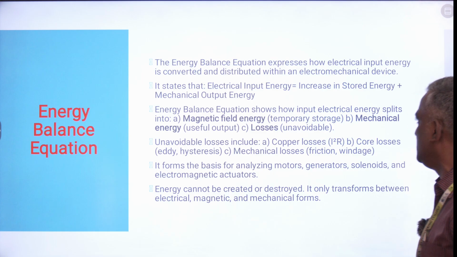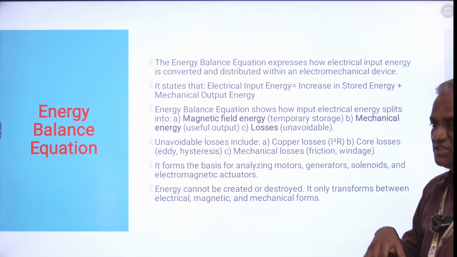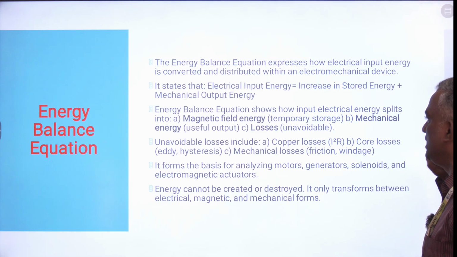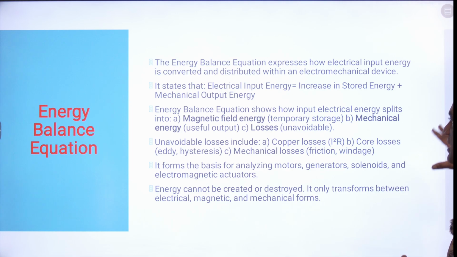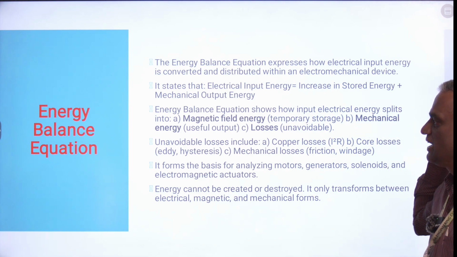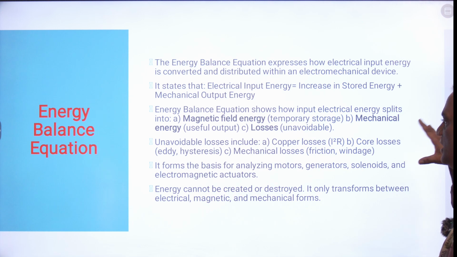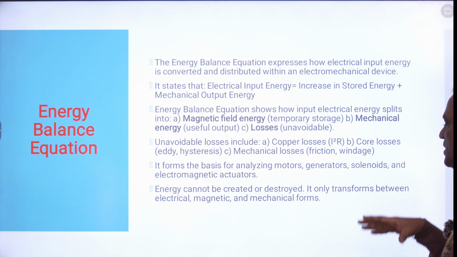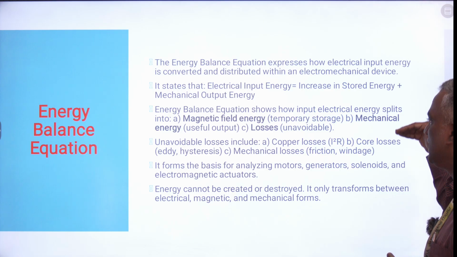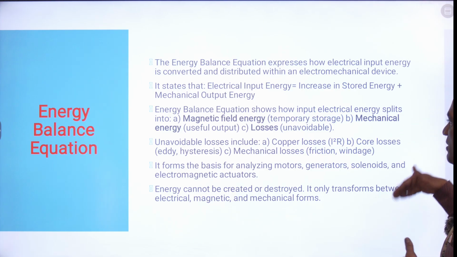Mechanical output energy has to be added with what? The energy which has been stored in the field. So what is the formula? Electrical input energy is equal to the increase in stored energy plus mechanical output energy. This energy balance equation shows that the input electrical energy has been split into different parts.